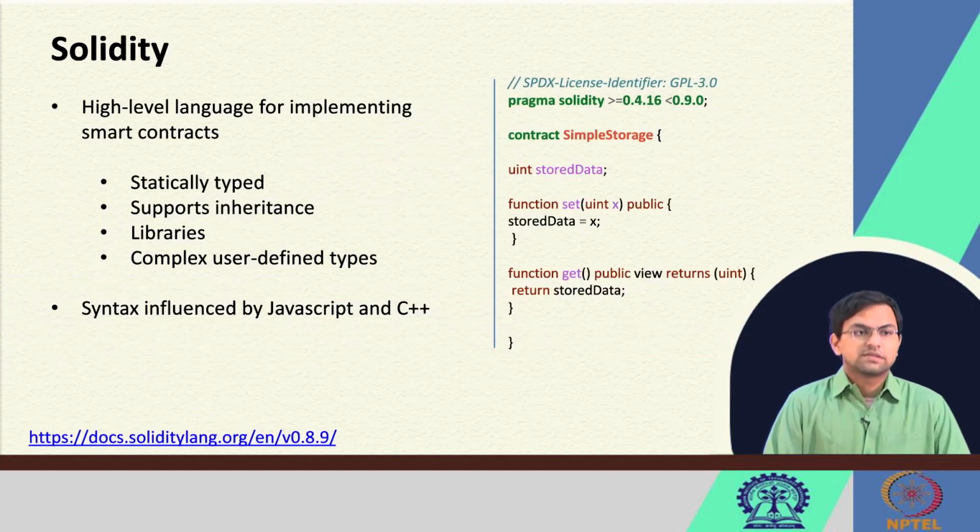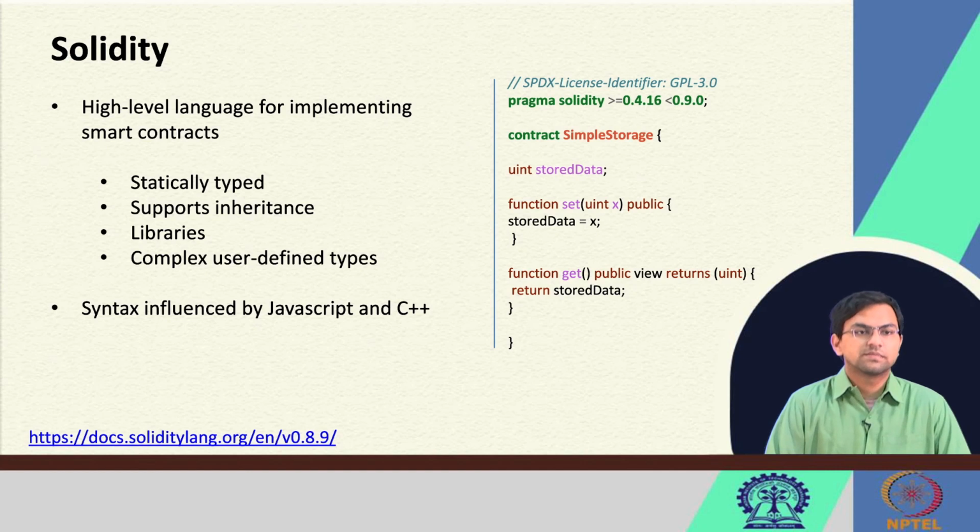So, let us learn more about one language, which is Solidity. Solidity is the most popular language used for developing Ethereum smart contracts. It is a high level language for implementing smart contracts, and it is statically typed, supporting inheritance, and it also supports libraries and complex user defined types. The syntax is actually pretty simple and it is influenced by JavaScript and C++.